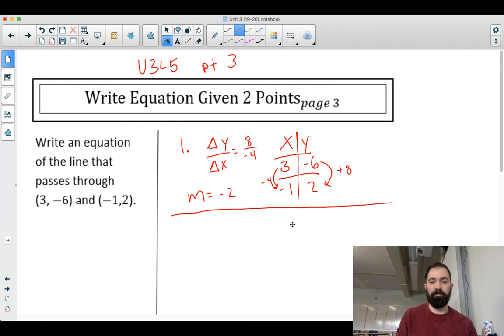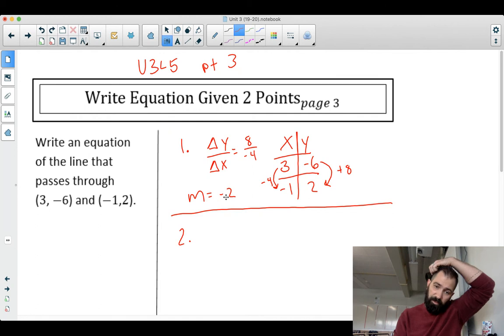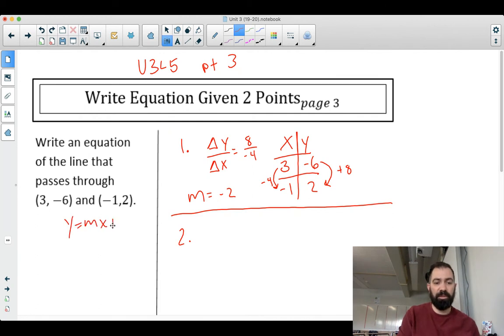That's step 1. Step 2 is we're going to pick one of the points and the slope and substitute into the equation y equals mx plus b. Well, you can pick either one of these points. I'm going to pick (3, -6). Okay? So I just plug it in. My y is -6. My m is -2. My x is 3. And we are solving for b. Let's simplify.